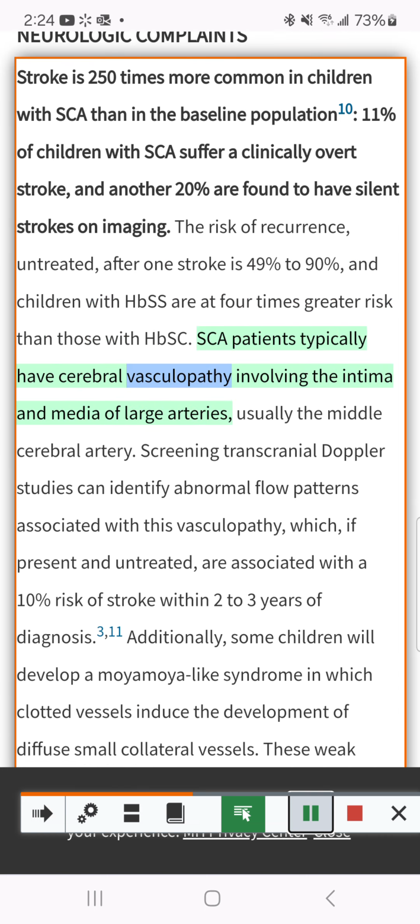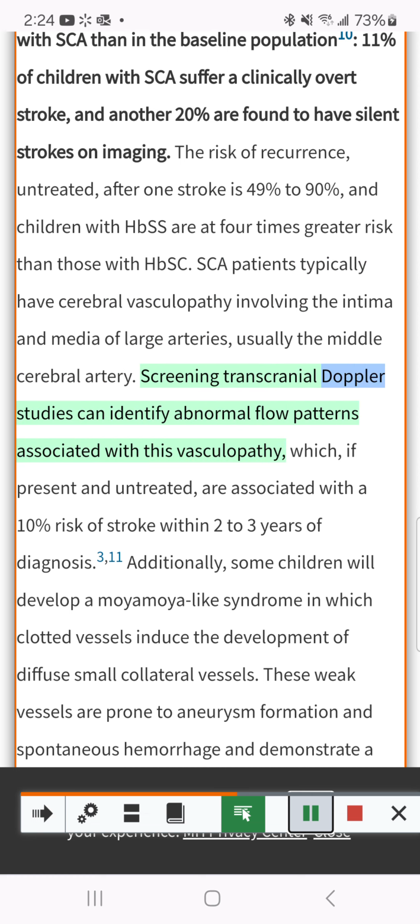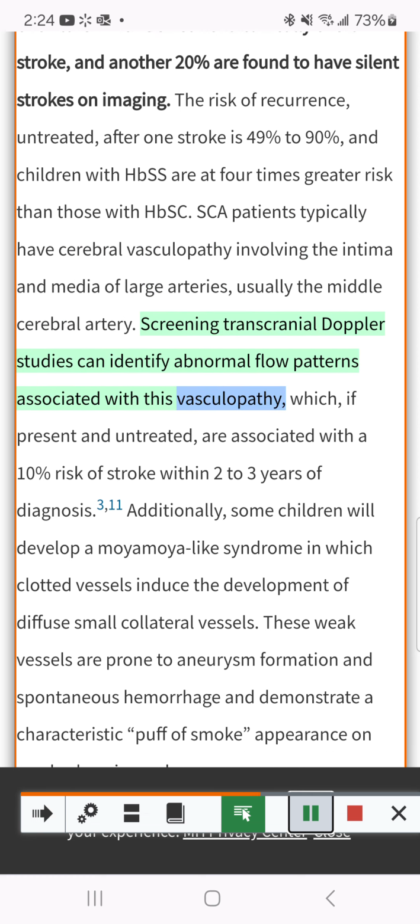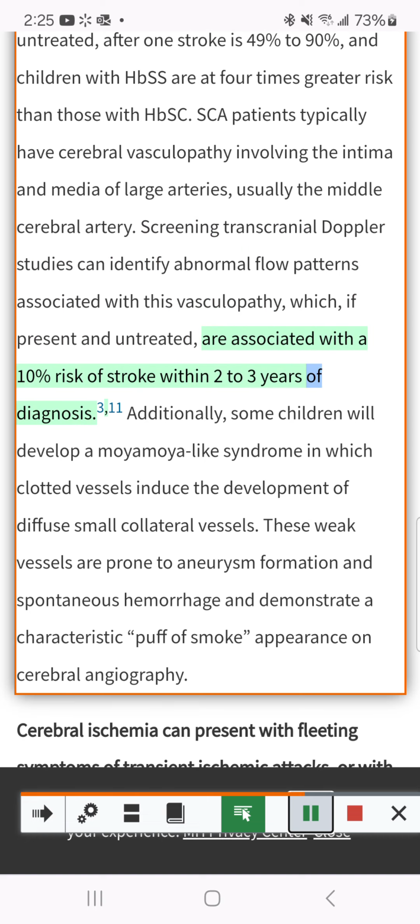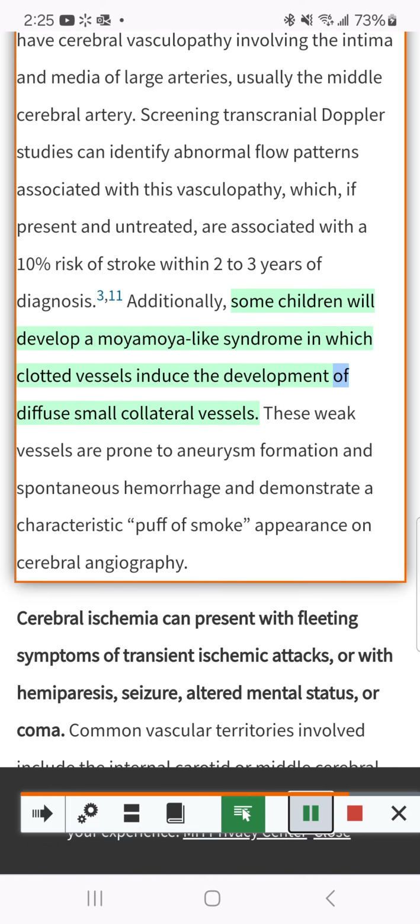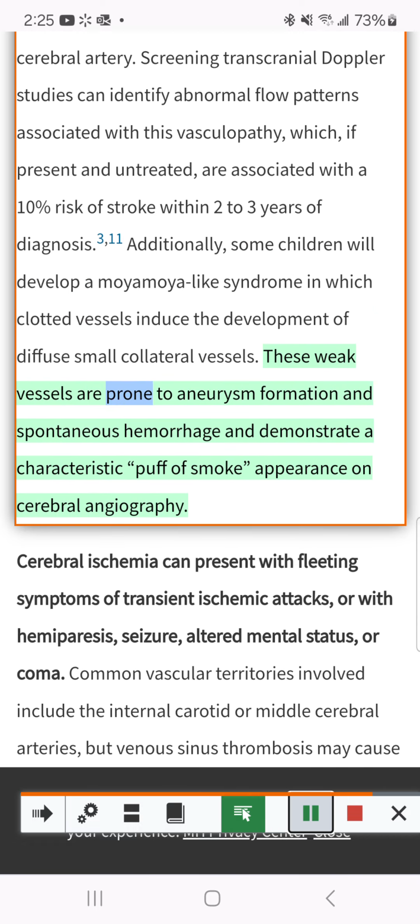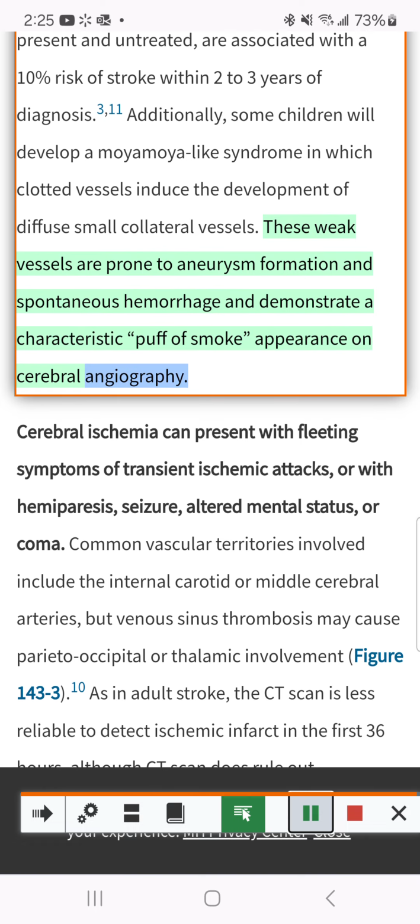SCA patients typically have cerebral vasculopathy involving the intima and media of large arteries, usually the middle cerebral artery. Screening transcranial Doppler studies can identify abnormal flow patterns associated with this vasculopathy, which, if present and untreated, are associated with a 10% risk of stroke within 2 to 3 years of diagnosis. Additionally, some children will develop a moyamoya-like syndrome in which clotted vessels induce the development of diffuse small collateral vessels. These weak vessels are prone to aneurysm formation and spontaneous hemorrhage and demonstrate a characteristic puff of smoke appearance on cerebral angiography.